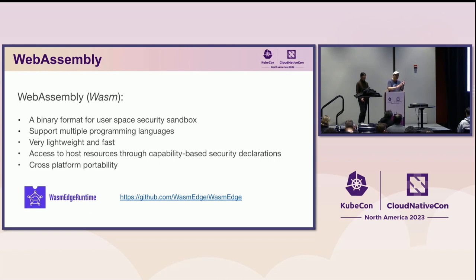So from the surface, these are very different technologies. One is deeply embedded into the infrastructure and provides mostly ops. And on the Wasm side, it's a user space technology that handles business logic and application logic. So how do they connect together then?